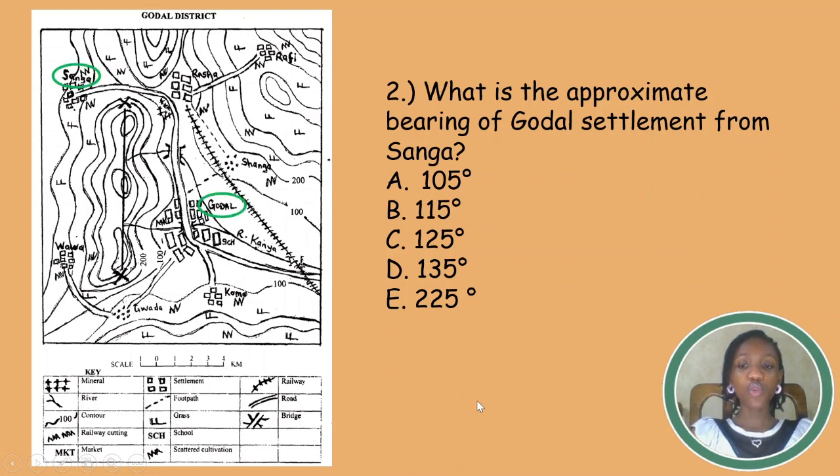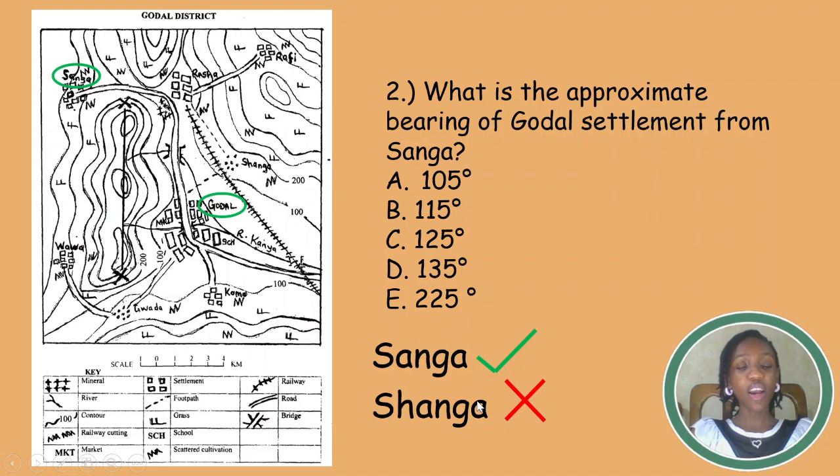But if you notice, not too far from Godal settlements, to the east of it to be specific, we have another settlement called Shanga, which sounds a lot like Sanga. So S and H. So you have to be careful in identifying and writing the settlements. So Sanga is what we are asked to find and not Shanga.